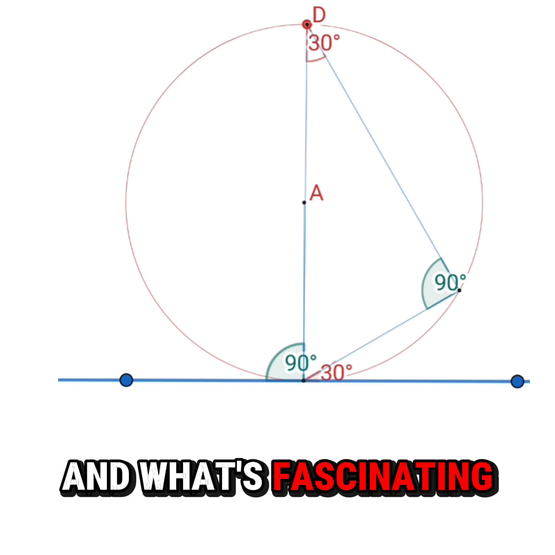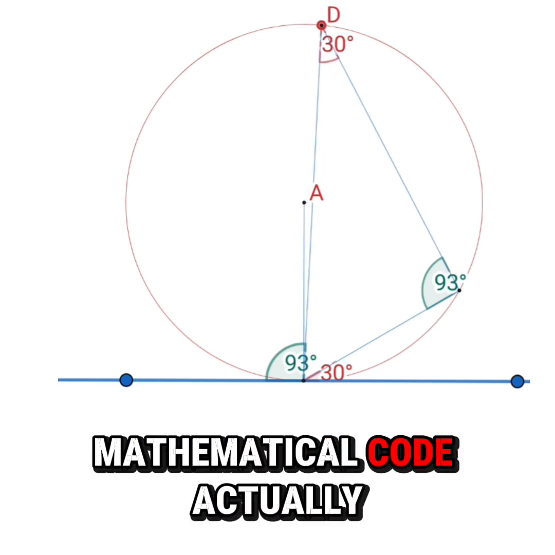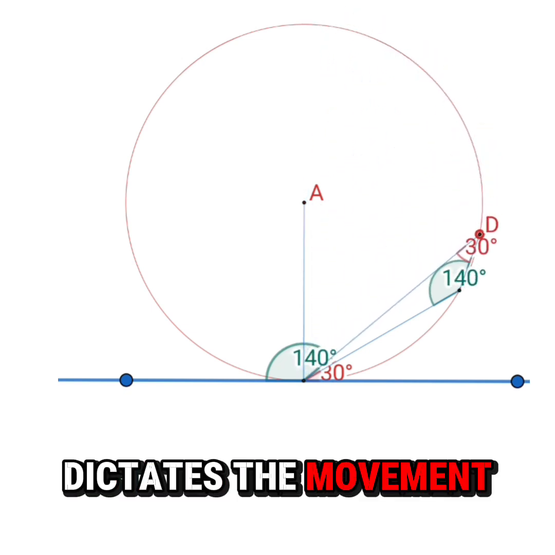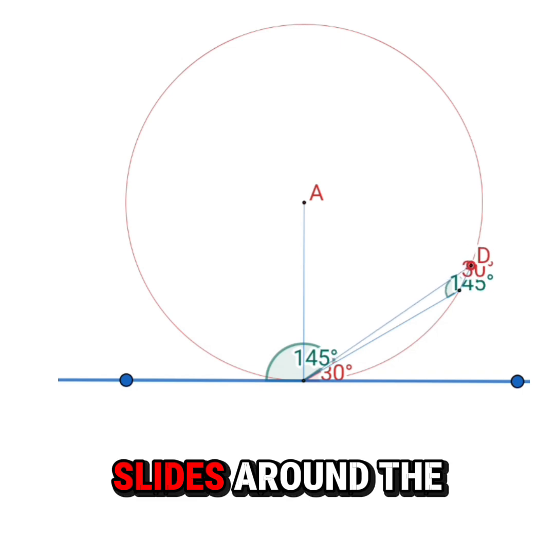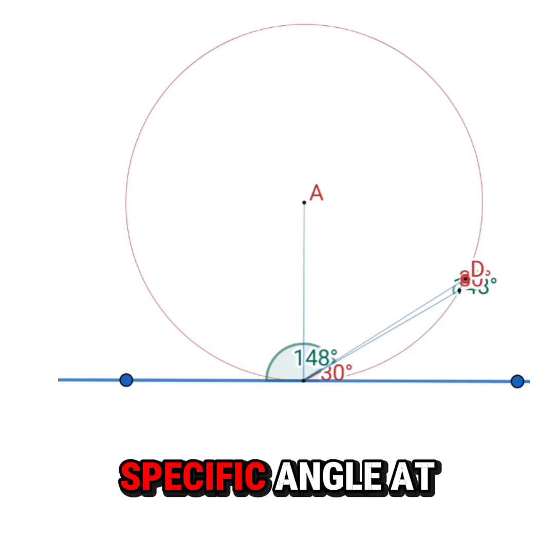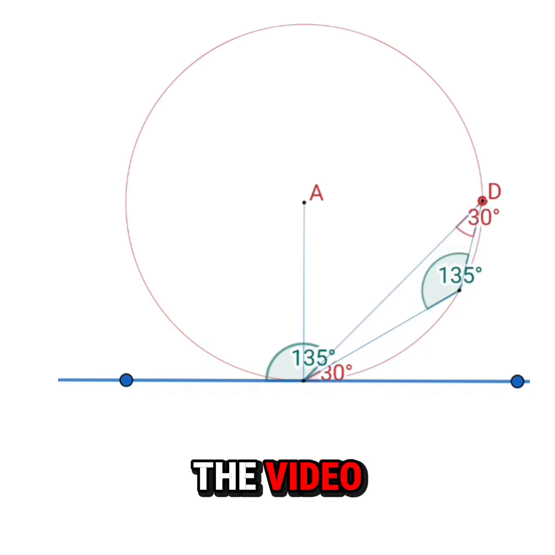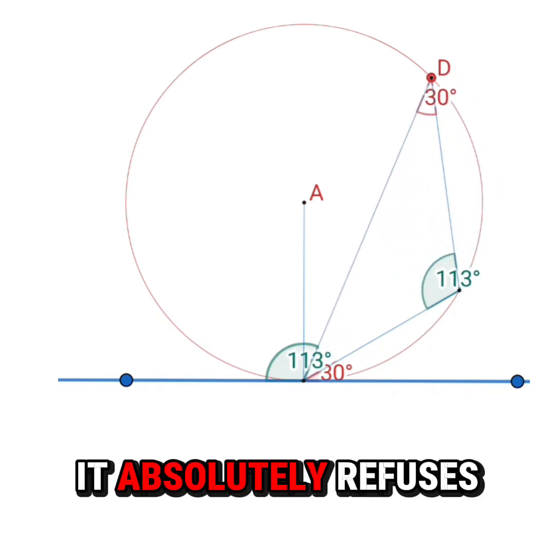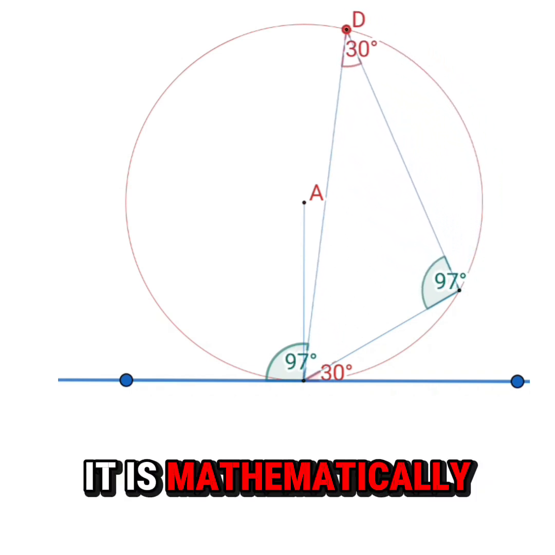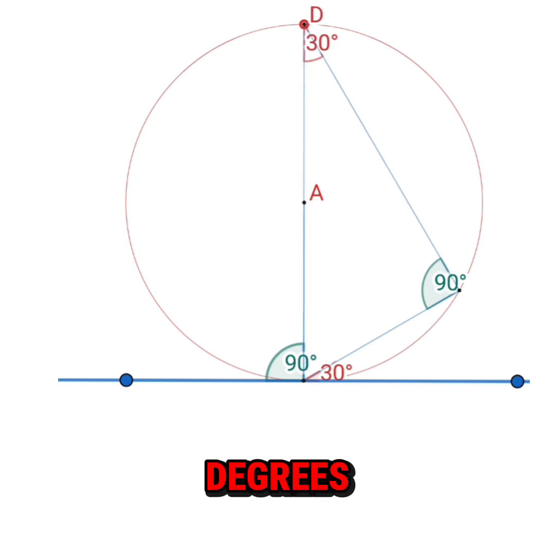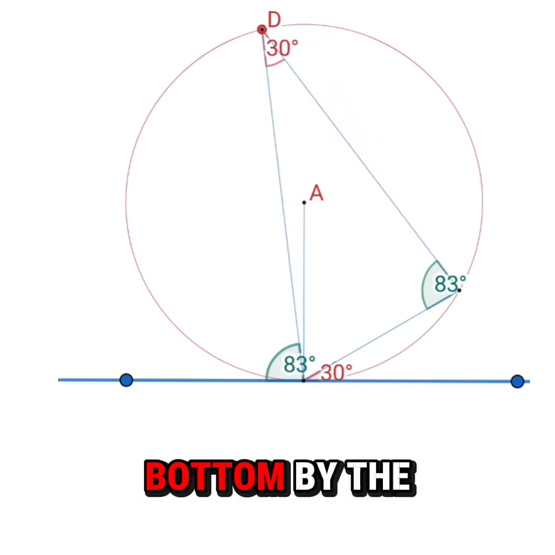And what's fascinating here is how that mathematical code actually dictates the movement. As point D slides around the circle, there is a specific angle at the top of the triangle. The one color-coded red in the video. Exactly, the red one. It absolutely refuses to change. It is mathematically glued at 30 degrees to match the 30-degree angle formed at the bottom by the tangent line.